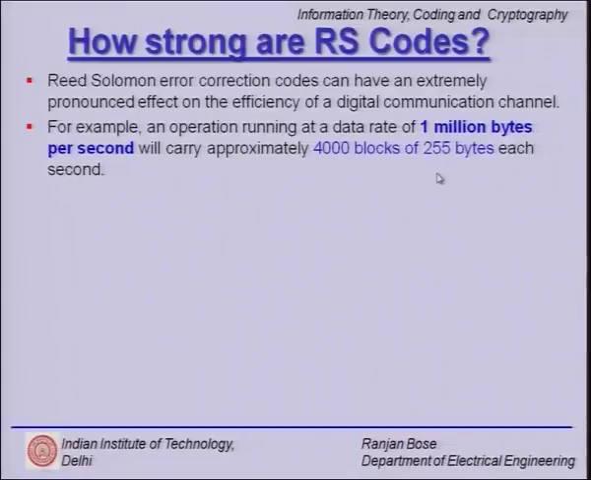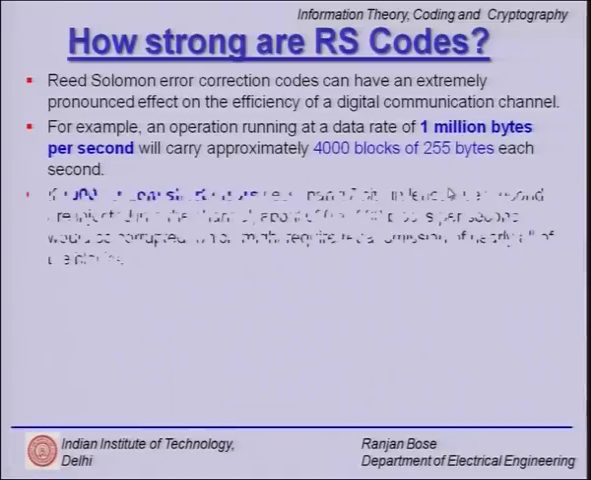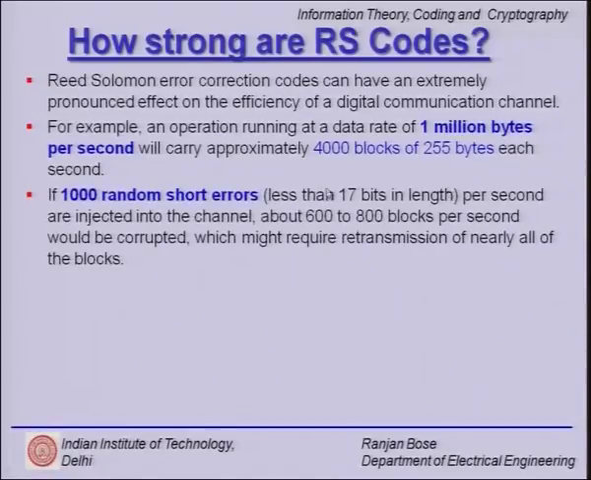So, we have consequently 4000 blocks of 255 bytes. These are code words. So, 4000 code words per second are being sent. Now, suppose 1000 random short errors less than 17 bits in length per second are injected into the channel. This is just an example. So, about 600 to 800 blocks per second would be corrupted. If this was not protected, then all the blocks or most of the blocks would require retransmission.